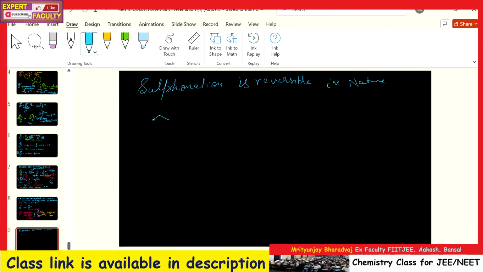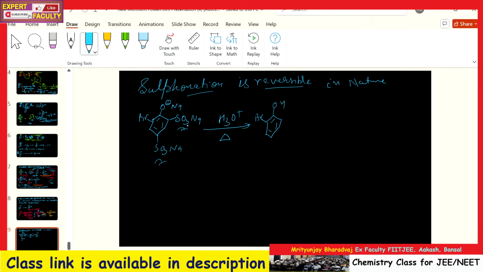If we provide acidic condition to this product, that is SO3Na and Br, with heating, the sulfonic group will get detached and the bromo will remain on the benzene, because bromination is not reversible. Only sulfonation is reversible. So the sulfonic group will get away from the benzene ring, and those positions will now be free. So we finally get the desired product.